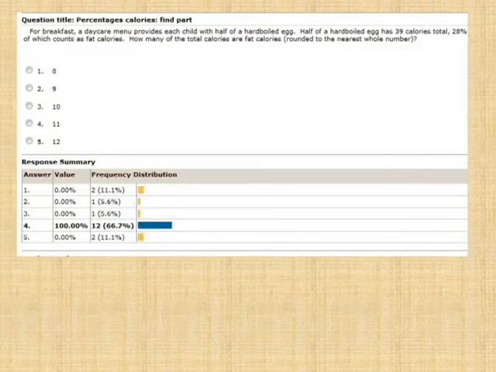I'm going to talk to you about another problem that many students had difficulties with. In this problem, you had to look at the number of calories that a child was eating, and you were given a percentage and a total, and you had to find the part. So let me read the problem to you. For breakfast, a daycare menu provides each child with half of a hard-boiled egg. Half of a hard-boiled egg has 39 calories total, 28% of which counts as fat calories. How many of the total calories are fat calories? Rounded to the nearest number.